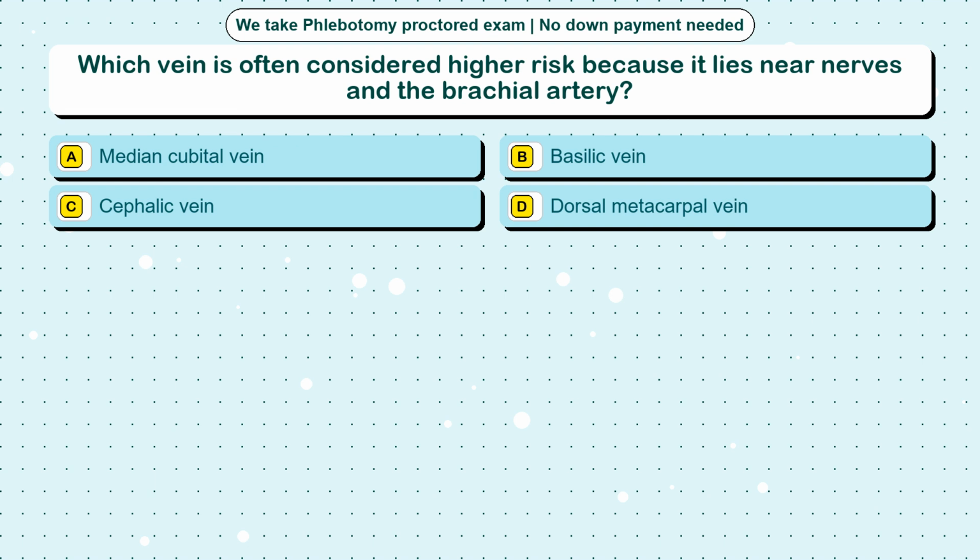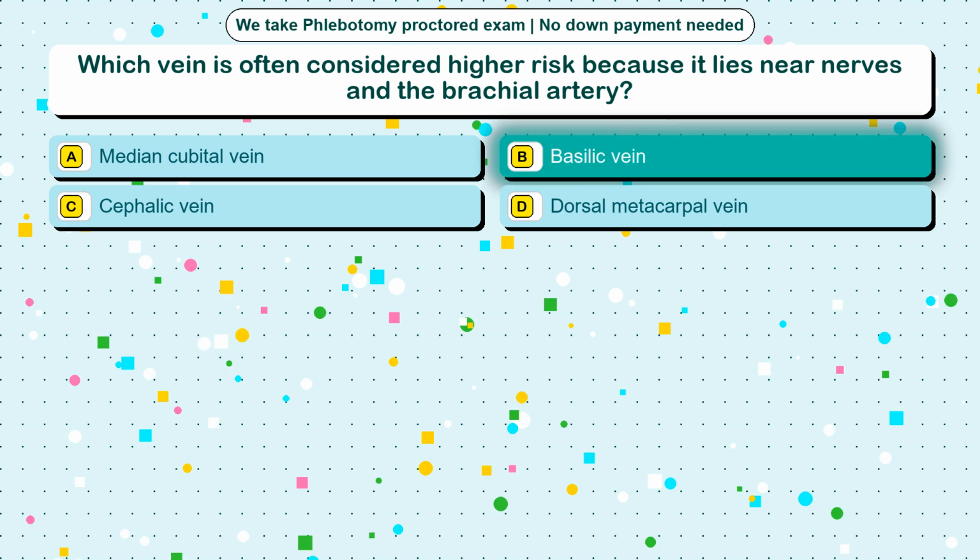Question 20. Which vein is often considered higher risk because it lies near nerves and the brachial artery? Option A. Median cubital vein. Option B. Basilic vein. Option C. Cephalic vein. Option D. Dorsal metacarpal vein. The correct answer is option B.